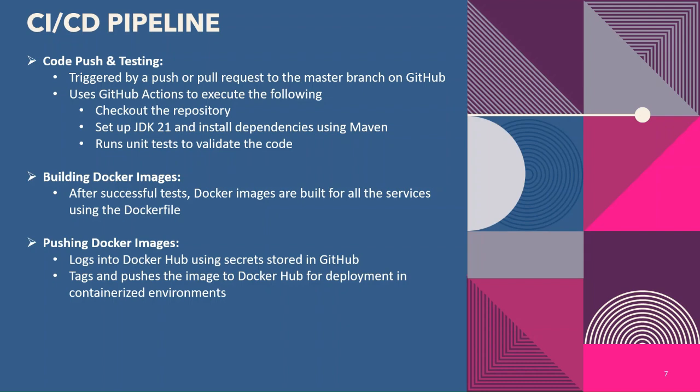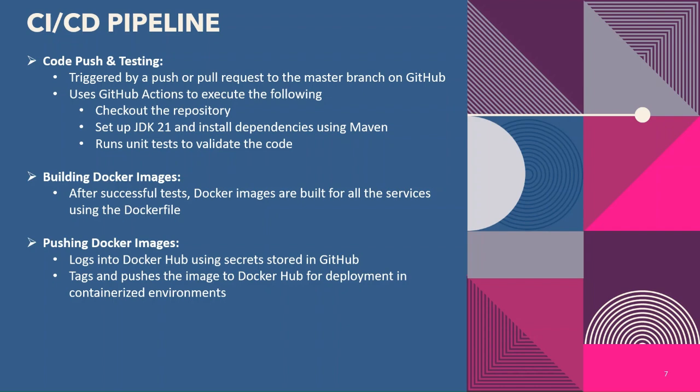Starting with code push and testing, the pipeline is triggered whenever there is a push or pull request to the master branch in GitHub. Using GitHub Actions, it automates several tasks. It checks out the repository, sets up JDK 21, installs dependencies with Maven, and runs unit tests to ensure code quality.